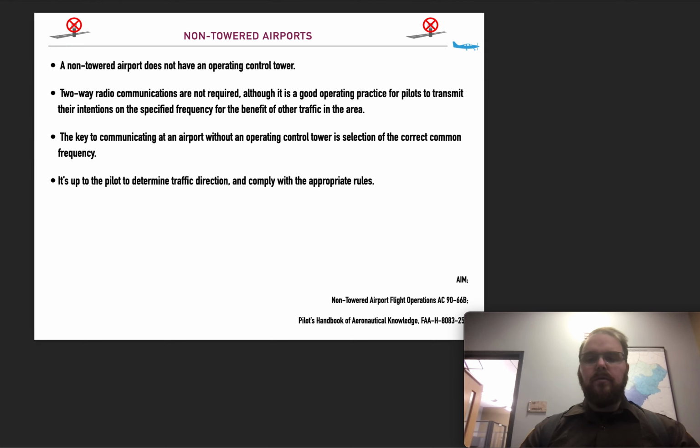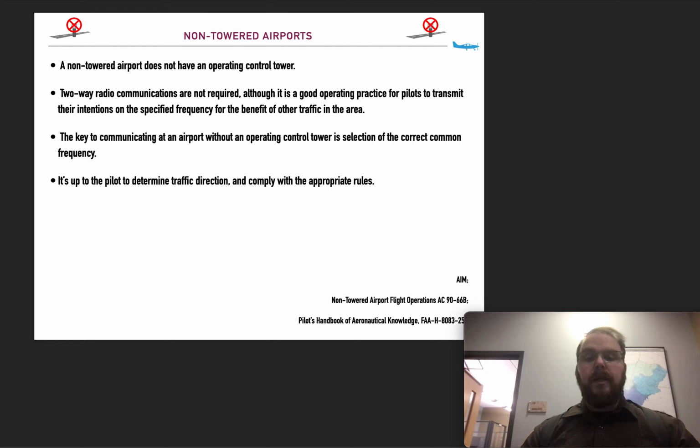So, non-towered airports. First off, a non-towered airport does not have an operating control tower. That's why it's non-towered. Two-way radio communications are not generally required, although it is a good operating practice and all pilots should be able to transmit their intentions on specified frequencies, and this is for the benefit of all traffic, to include the pilot flying.